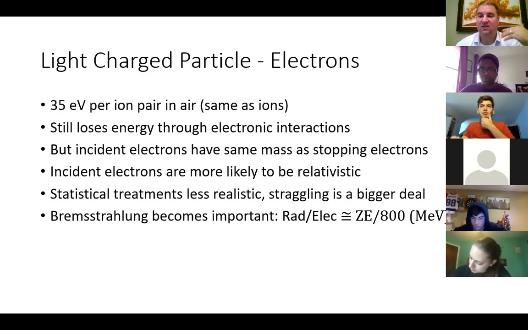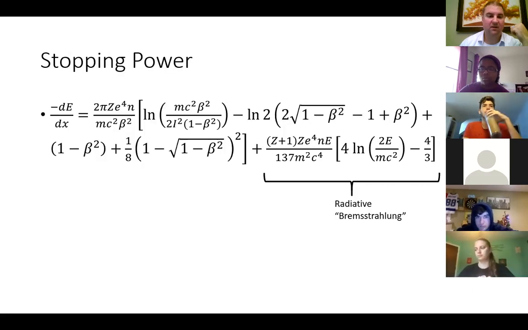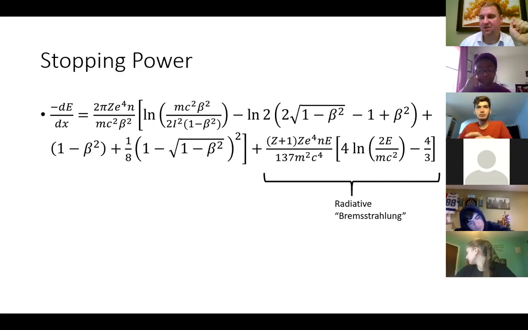So bremsstrahlung is going to be a big factor in how electrons lose their energy. So we need to modify our stopping power equation, or our linear rate of energy loss. The bulk of this equation still looks pretty similar, okay? This is the stopping power, or the linear rate of energy loss, for an electron as opposed to a heavy charged particle. You do not have to write this down. You're not going to do any calculations with it. We're just going to look at the equation and see what it means.